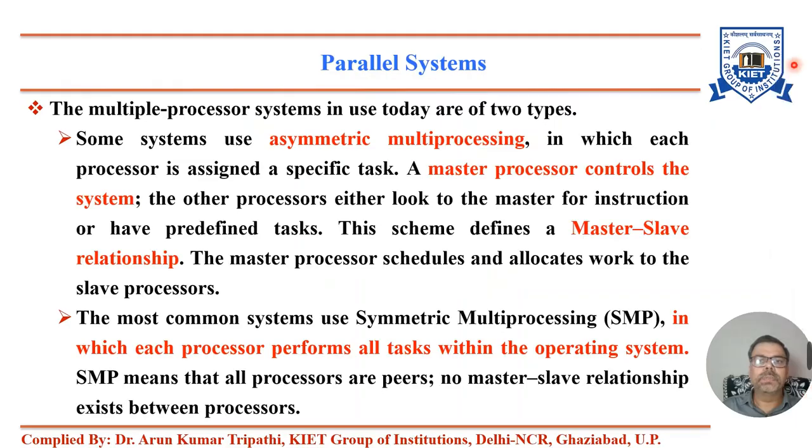Suppose that P1 has finished one of its tasks; it will request the operating system to assign another task. So all processors have equal priority. There is no master-slave processor, as in asymmetric multiprocessing, where the master assigns a task, otherwise the slave will simply sit idle. So in the symmetric multiprocessing system, all processors have equal priority and equal rights, and they pick up jobs from the pool one by one.